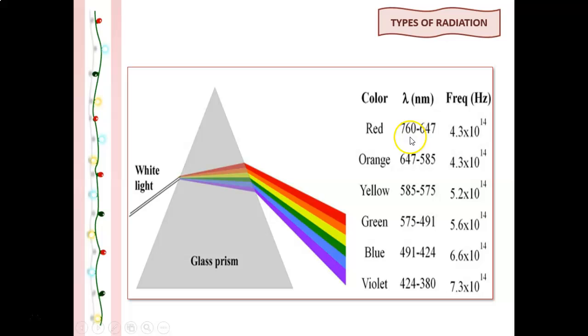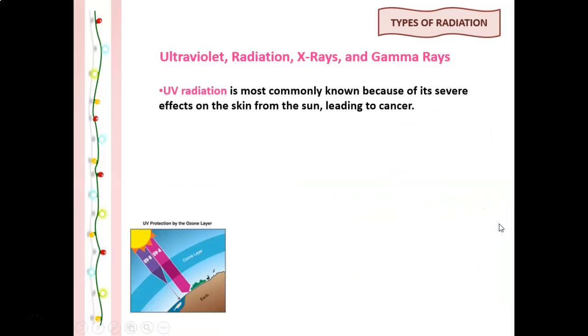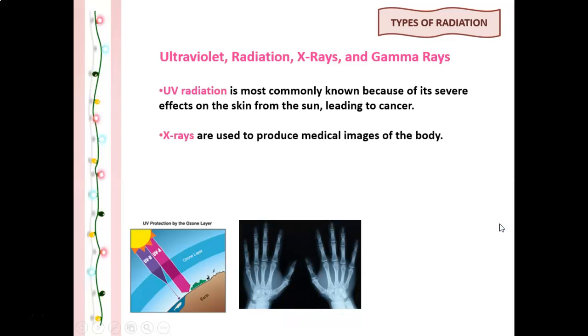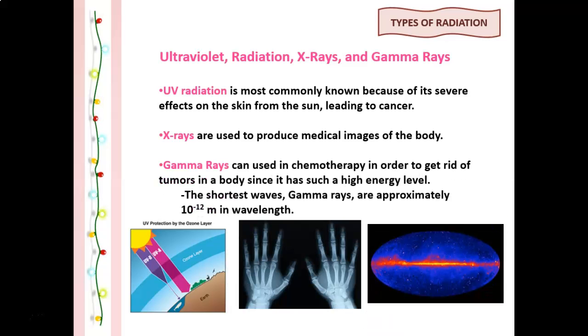Okay, UV radiation is most commonly known because of its severe effect on the skin from the sun, leading to cancer. X-rays are used to produce medical images of the body, and the gamma rays can be used in chemotherapy in order to get rid of tumor in the body since it has such a high energy level. That's why gamma rays are very dangerous to us, and cancer treatment will lead to many disadvantages for the patient itself.